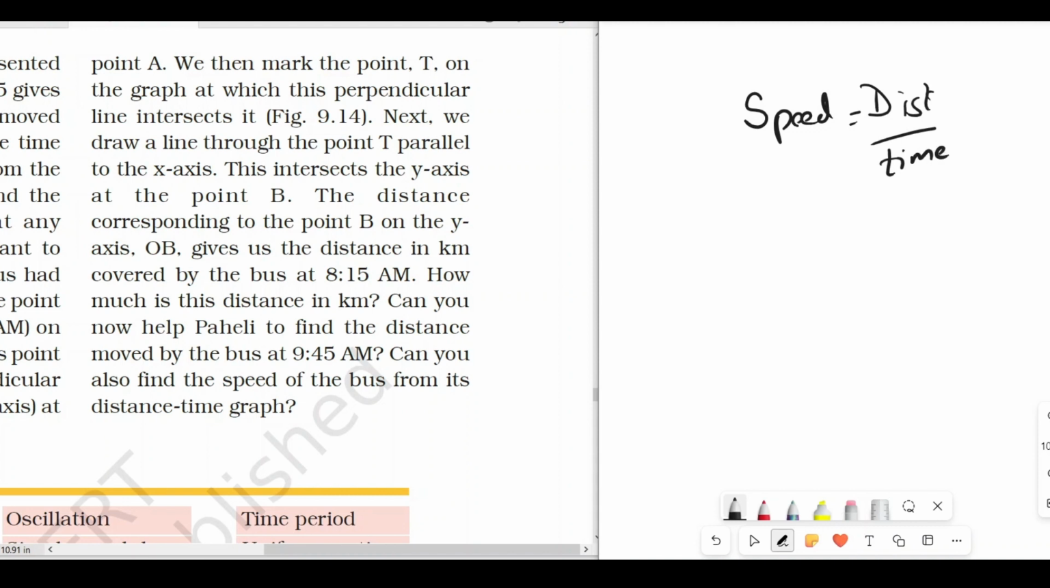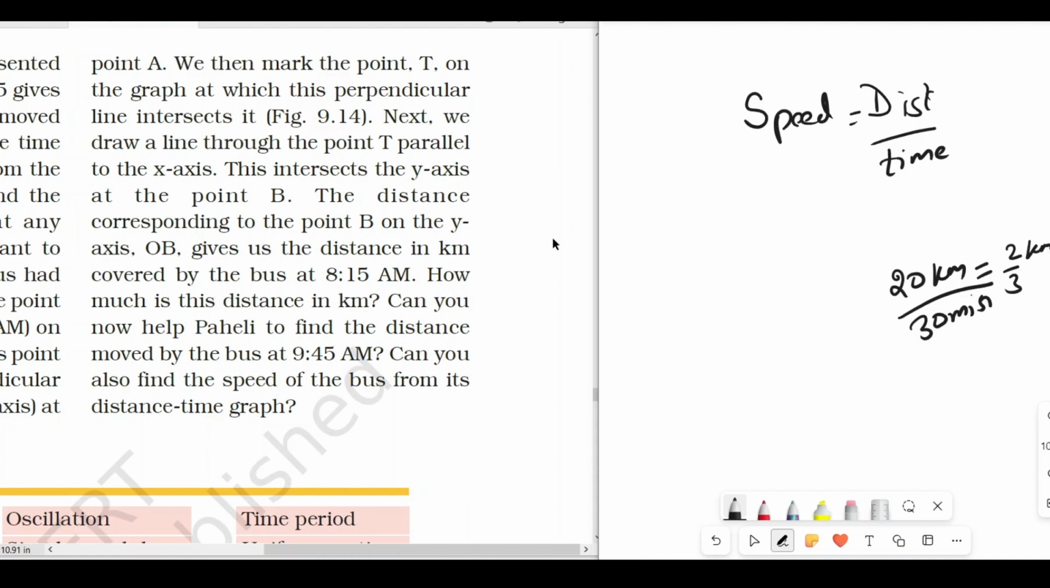Now, since equal amounts of distance were covered in equal intervals, or the motion was uniform, we can take any distance in any time interval. So let's say we take how much distance did it cover in half an hour? It covered 20 kilometers in 30 minutes. Okay, so what's the speed? It is 2 upon 3 kilometers per minute.